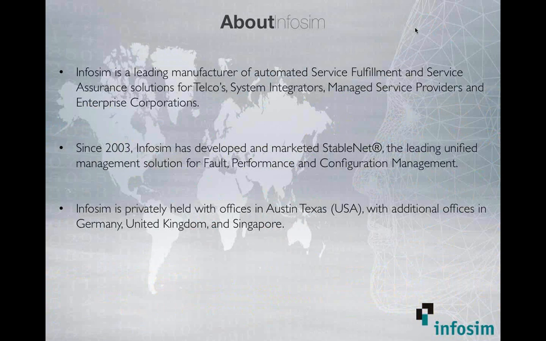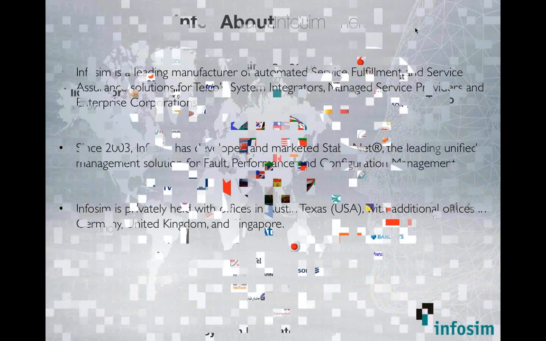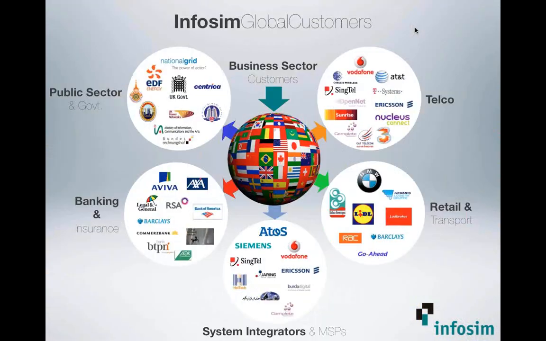Infosim's global customer list from business sector customers. As previously stated, Infosim is a global company, and as you can see, this is reflected in this slide here. We deal with some of the largest telecoms companies in the world. We provide value-add functionality to our retail and transport customers by extending our capabilities, for example, the management of EPOS systems in retail outlets to IP telemetry systems in product manufacturing.